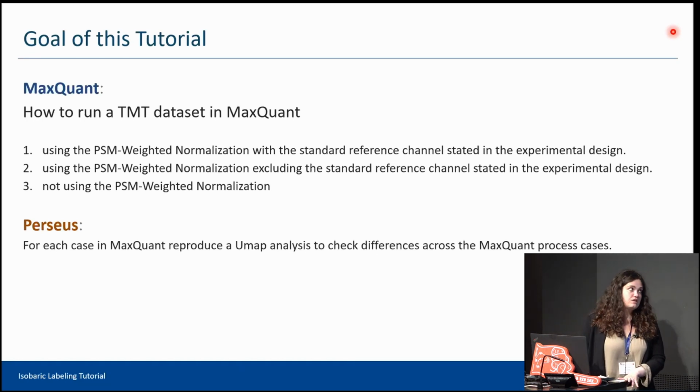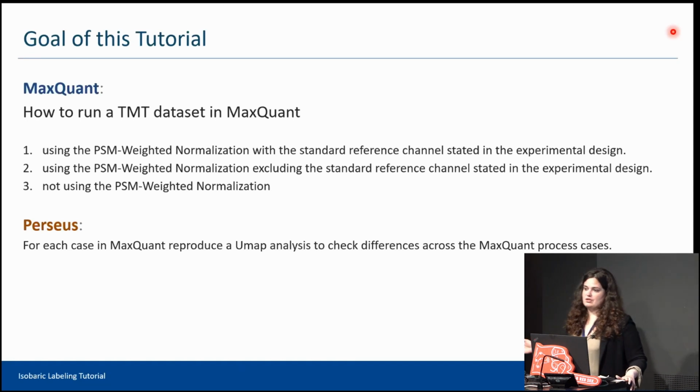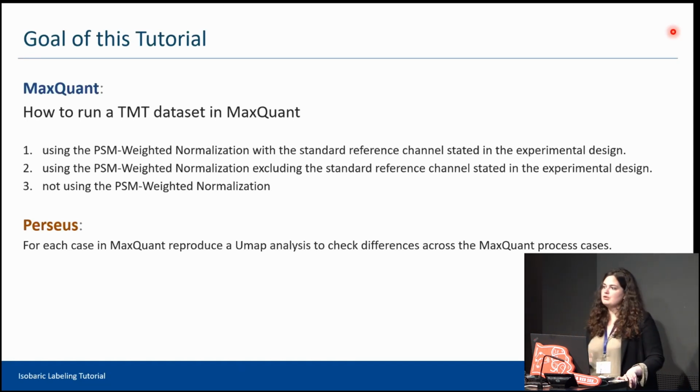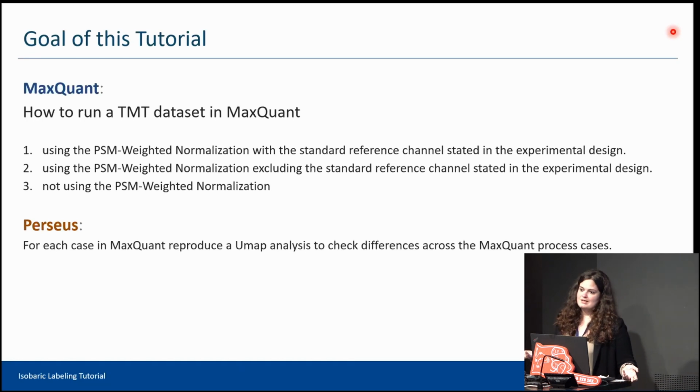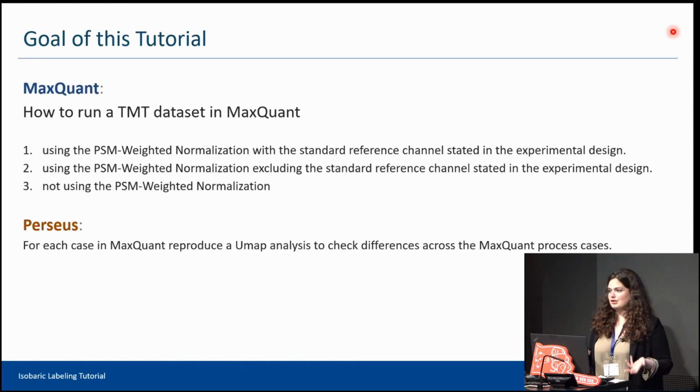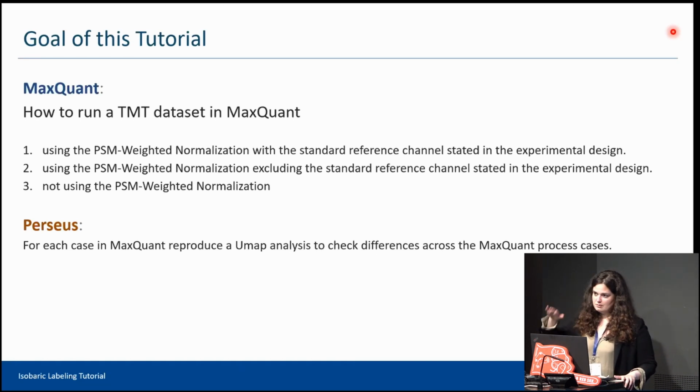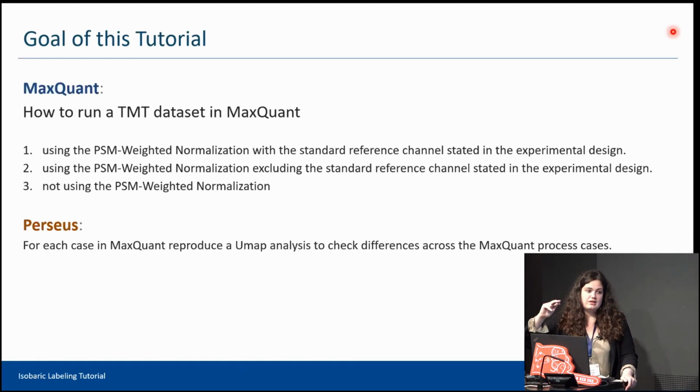The third option is without using a PSM normalization. So, okay, we have a reference channel, but we don't use it. What we should expect is that we still see the batch effect, because we didn't apply any normalization from this one. So it means that we have these three options, and it will be three different MaxQuant processes.